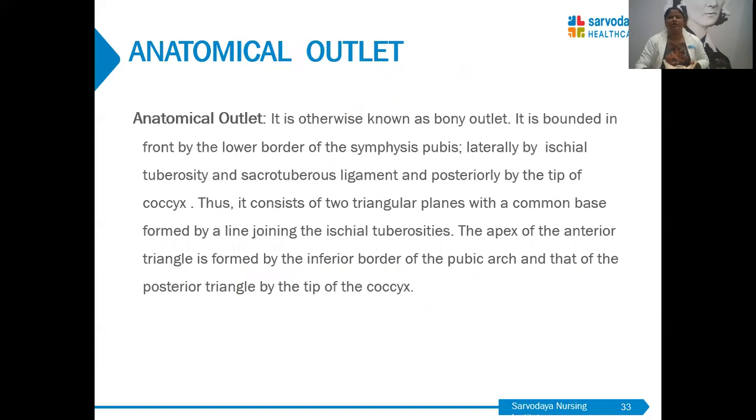Anatomical outlet, otherwise known as the bony outlet. It is bounded in front by the lower border of the symphysis pubis, laterally by the ischial tuberosities and sacrotuberous ligament, and posteriorly by the tip of the coccyx. Thus, it consists of two triangular planes with a common base formed by the line joining the ischial tuberosities. The apex of the anterior triangle is formed by the inferior border of the pubic arch and that of the posterior triangle by the tip of the coccyx.